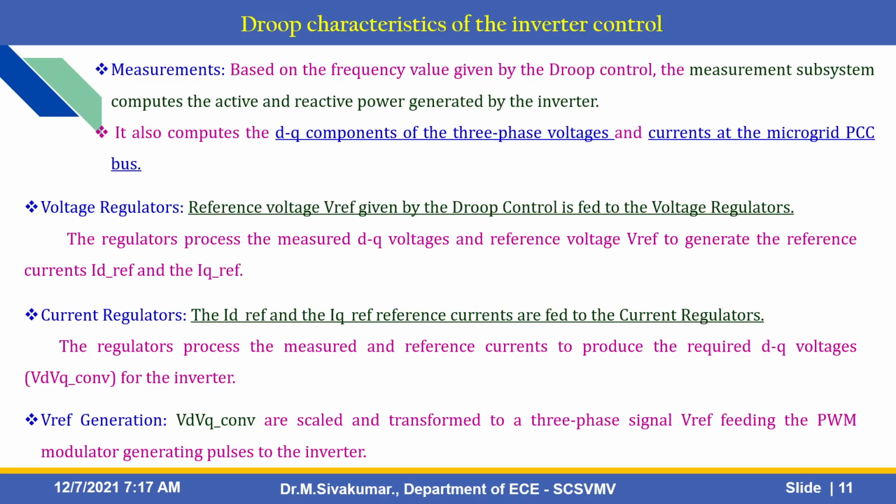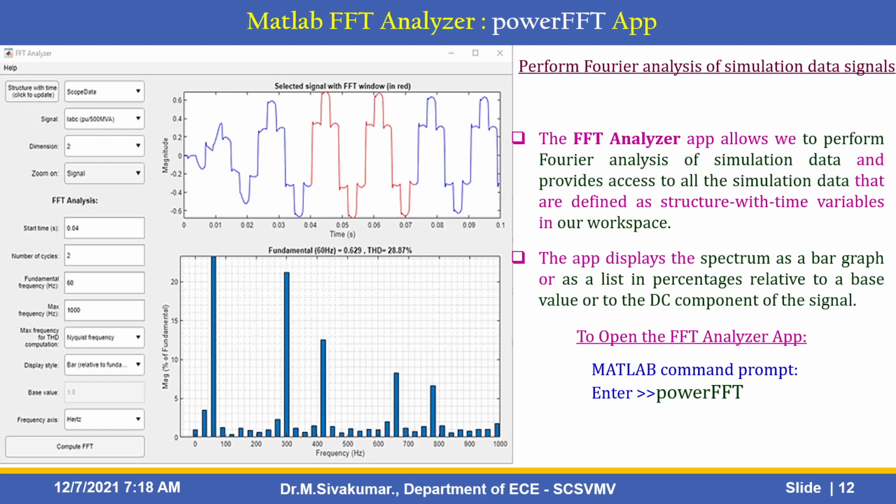Then the next one is the VDVQ conversion, where the V reference generation is scaled and transformed to a three-phase signal. V reference feeds the PWM modulator, generating pulses to the inverter. At the time of simulation, we are going to see what the ID reference and IQ reference are, and the VDVQ voltage and VRF generation also.